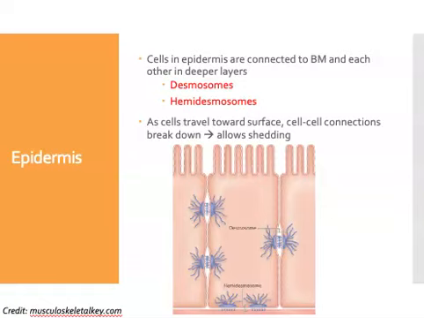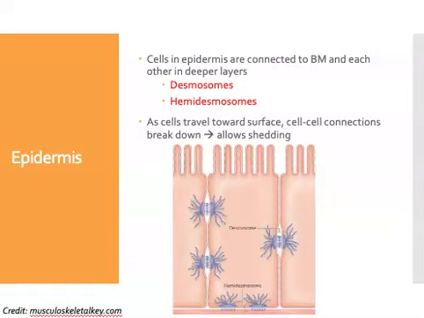The cells are actually attached to each other and to a layer of material at the bottom of the epidermis, at the deepest level. That very bottom layer gets a name. We call it the basement membrane, or the BM. It's not the kind of membrane that you think about surrounding a cell. It's a fibrous kind of a membrane that serves as a foundation for the epidermis to sit on.